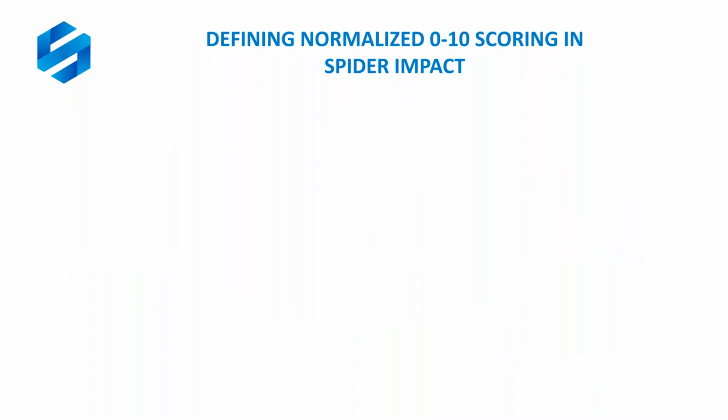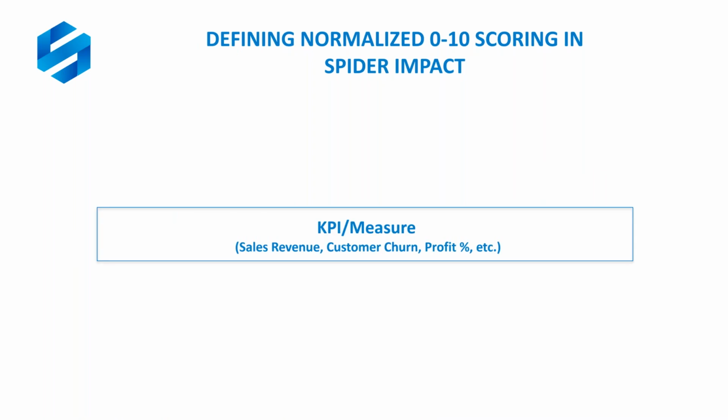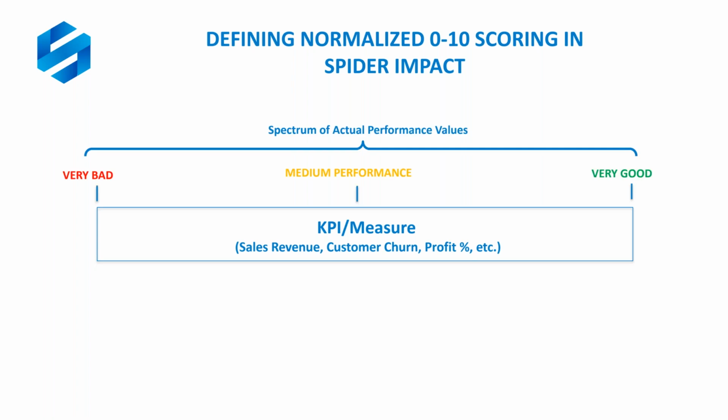Now, how do you define the normalized 0 to 10 scores in Spider Impact? So at a broad overview perspective, first and foremost, of course, you know your business, you know your measures, you know what you're measuring and tracking and trying to improve. Here again, we've got these examples of revenue, churn, and profit percentage. And again, you know your business, so you should be able to define what type of actual performance is very bad, what type of actual performance is kind of medium, it's okay, it's acceptable, but not great, and what type of performance you can say is exceptional, is very good.